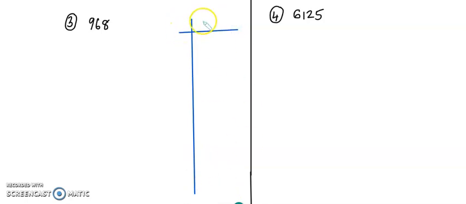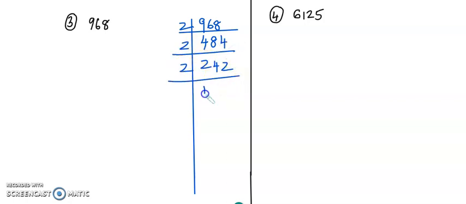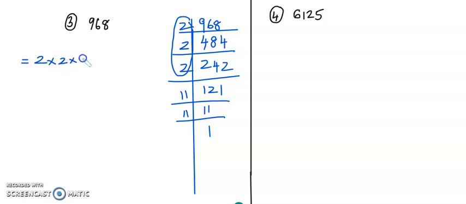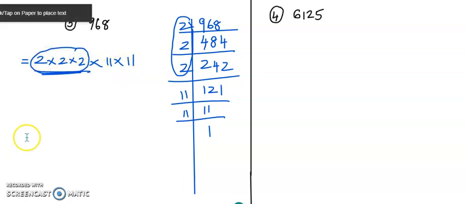968. So I'll start with 2, which is 484, 2 times 242, which is 242, 2 times 121, which is 121, 11, 11, 11, 1. So clearly I have a triplet of 2, but I don't have a triplet of 11, right? So it will be 2 multiplied by 2 multiplied by 2, 11 multiplied by 11. So I have this triplet, but I don't have the triplet of 11. How many missing? One extra 11 has to be multiplied.